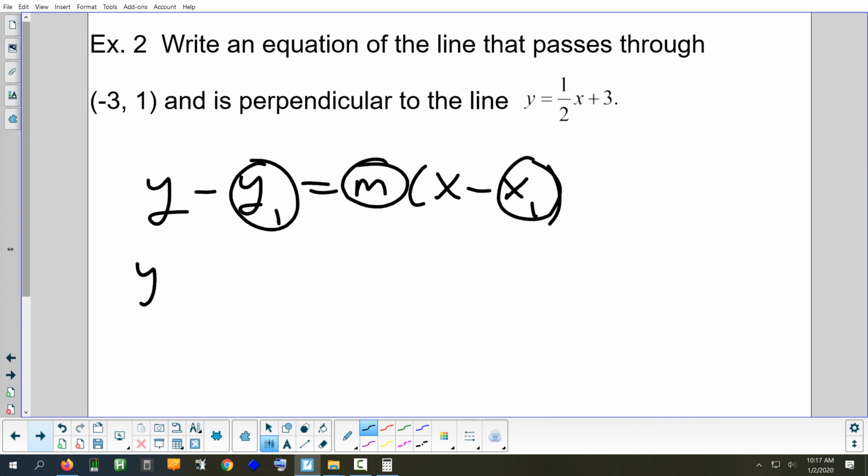Y stays as Y. Minus stays as minus. Leave a little space because you've got to fill in Y1. M, leave a little space. We have to fill that in. X stays as X. No change there. Minus stays as minus. Parenthesis stays as parenthesis. So now we just have to fill in those 3 things.